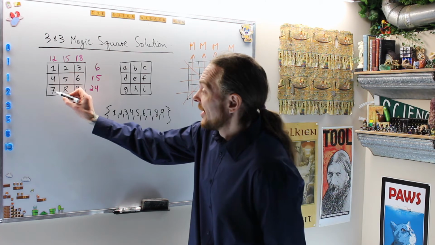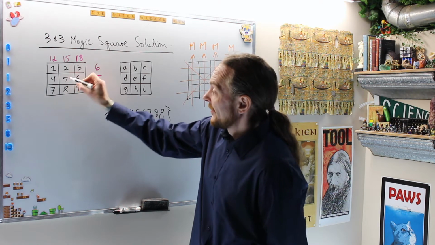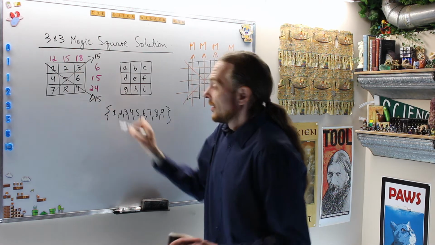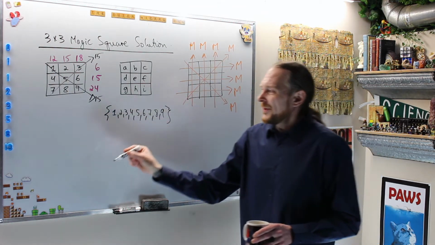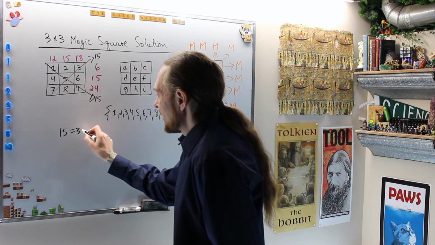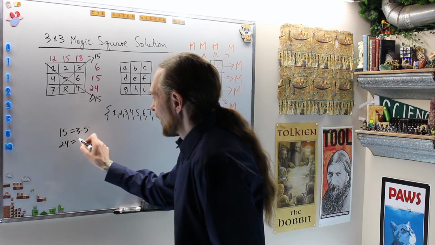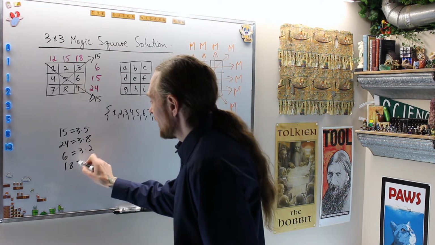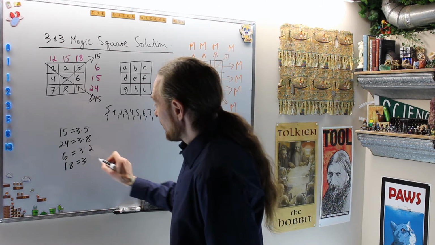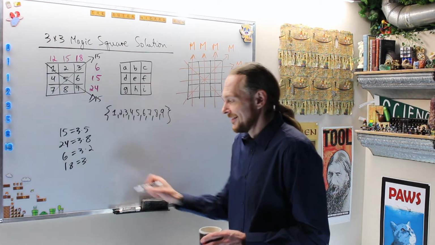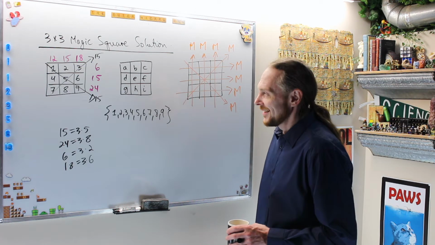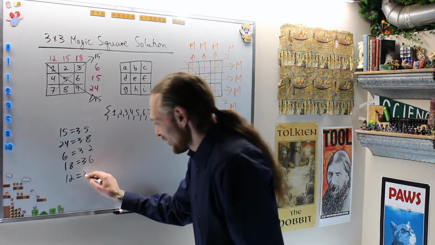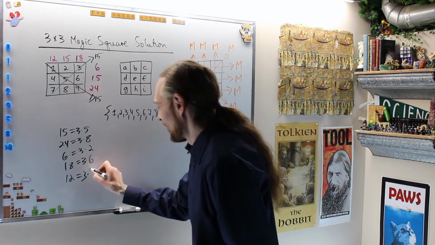Also the diagonals: 7 plus 3 is 10 plus 5 is 15, so you get 15 this way, and you also get 15 this way. And all of those numbers, 15 is 3 times 5, and 24 is 3 times 8, and 6 is 3 times 2, and 18 is 3 times what? 6. Did I miss one? Yeah, there's a 12 there. Now can you do it, 3 times 4?